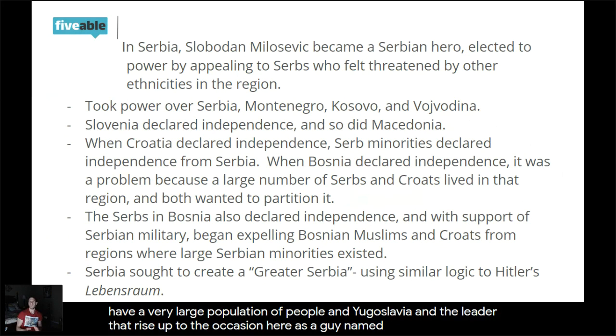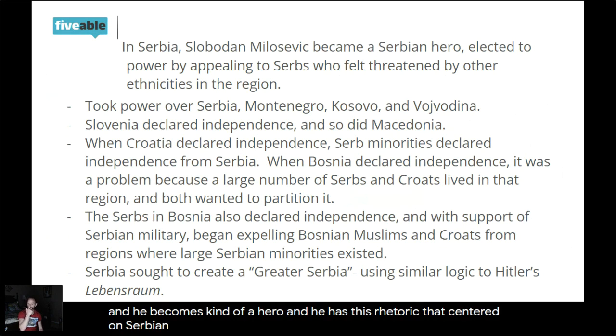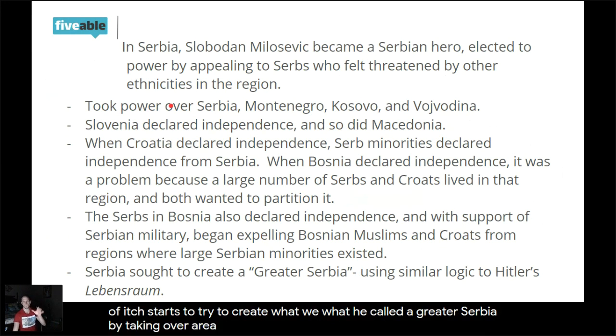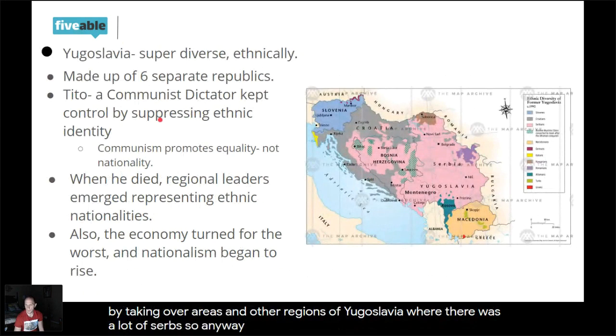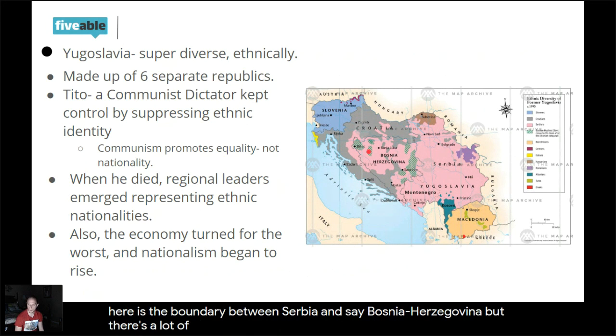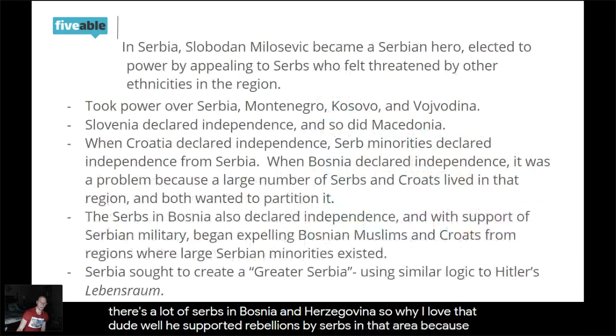And he becomes kind of a hero, and he has this rhetoric that's centered on Serbian nationalism. And so just like Hitler with his Lebensraum, Milosevic starts to try to create what he called a greater Serbia by taking over areas in other regions of Yugoslavia where there were a lot of Serbs. So anyway, you can see the boundaries here. This here is the boundary between Serbia and, say, Bosnia and Herzegovina. But there's a lot of Serbs in Bosnia and Herzegovina. So what did Milosevic do? Well, he supported rebellions by Serbs in that area because he wanted to bring it under control of Serbia.